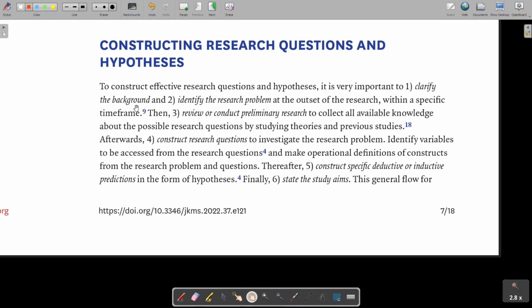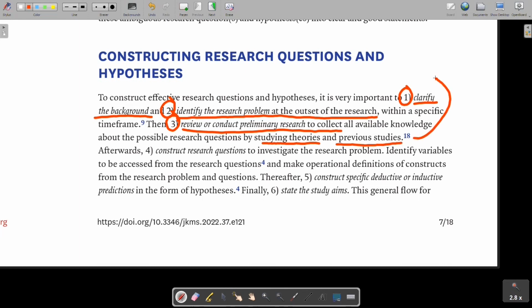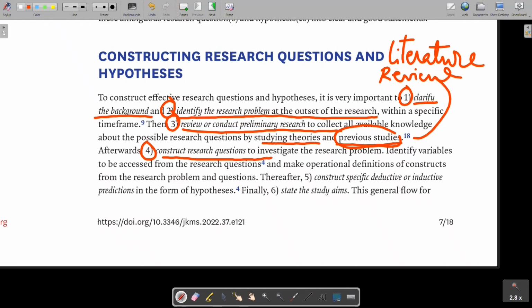What points do we have to keep in mind here? To construct effective research questions and hypothesis, first of all, we need to clarify the background, before we construct. Second, identify the research problem at the outset of the research within a specific time frame. Third, review or conduct preliminary research to collect all available knowledge about the possible research questions by studying theories and previous studies, which will come as a part of literature review. This is a very important part. And fourth, construct research questions to investigate the research problems.